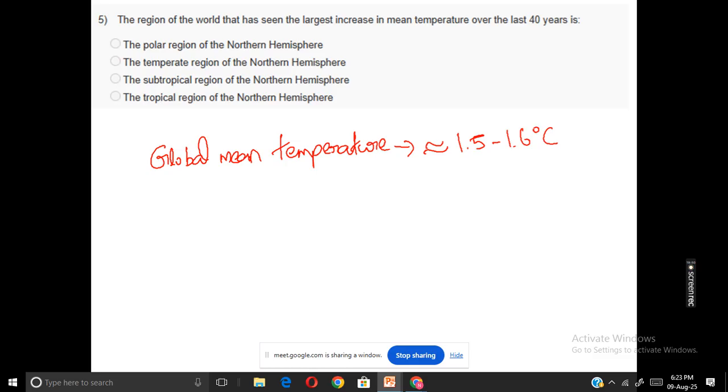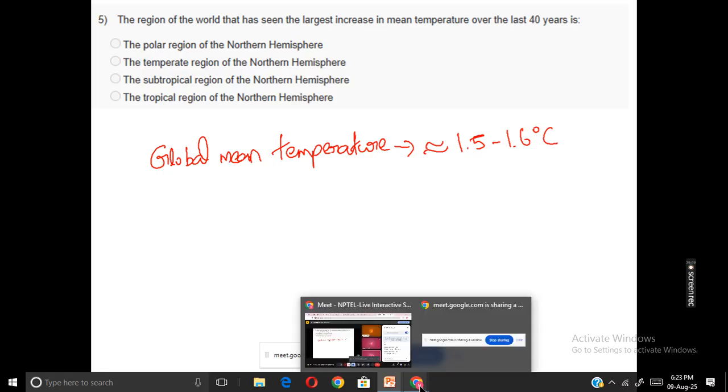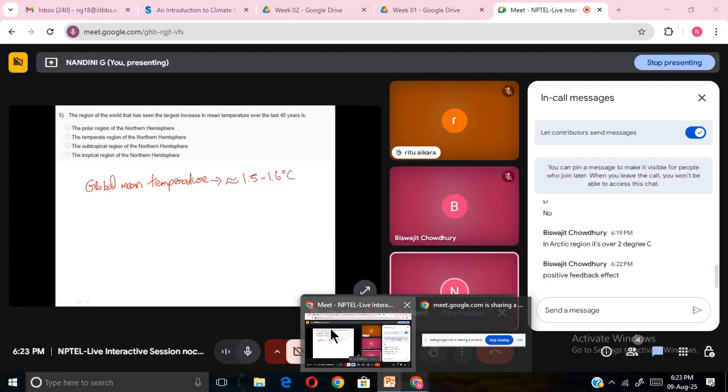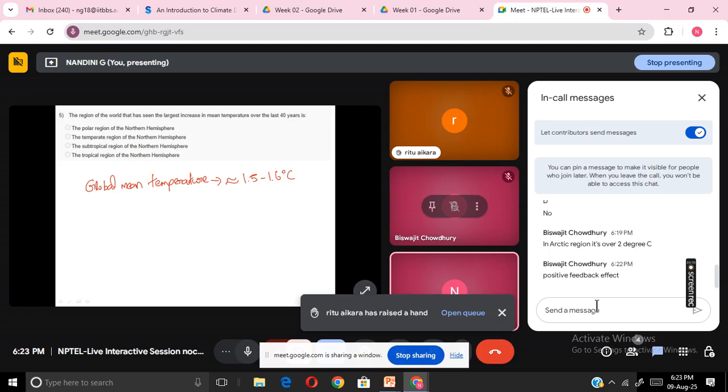So if we go back to our question once again, what was the question? The region of the world that has seen the largest increase in mean temperature over the last 40 years. Now, can you again answer this question? What will be the answer? So, there is polar region of the northern hemisphere, temperate region of the northern hemisphere, subtropical region of the northern hemisphere, and tropical region of the northern hemisphere. Yes. Okay, the answer is A actually, not B.